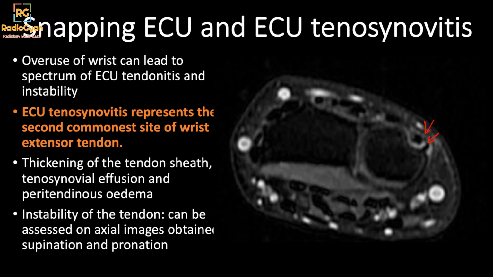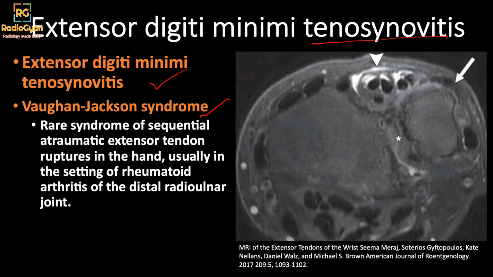So snapping ECU covers the spectrum of ECU tendonitis and instability. What happens is that with chronic tenosynovitis, the extensor carpi ulnaris tendon can get subluxated onto the ulnar aspect. So that's again common in rheumatoid conditions. So what we did today was we revised the extensor group anatomy, and we went over the pathology for each of these cases.